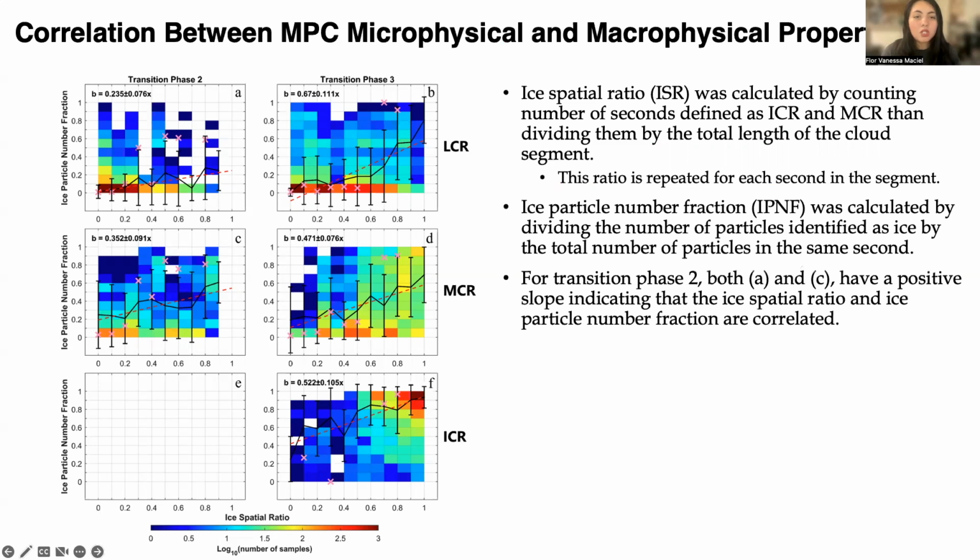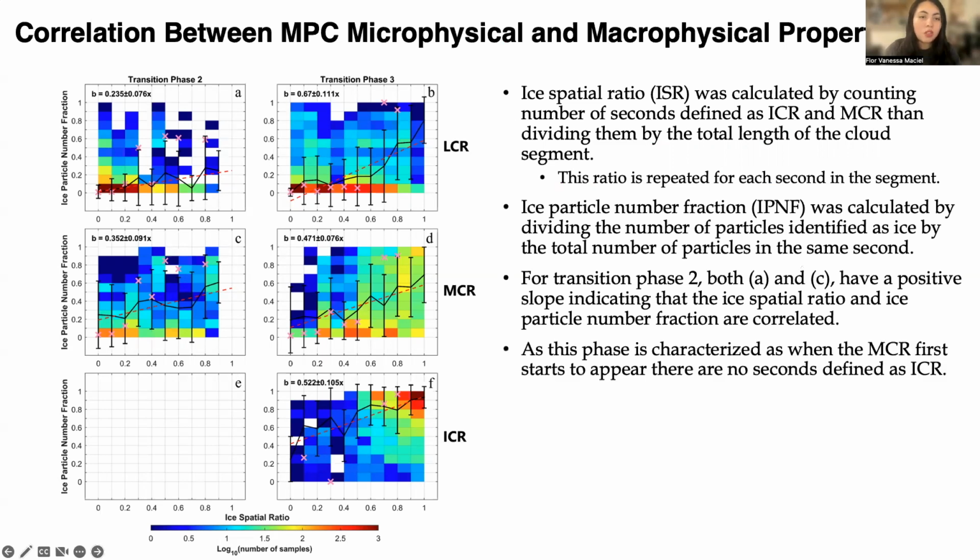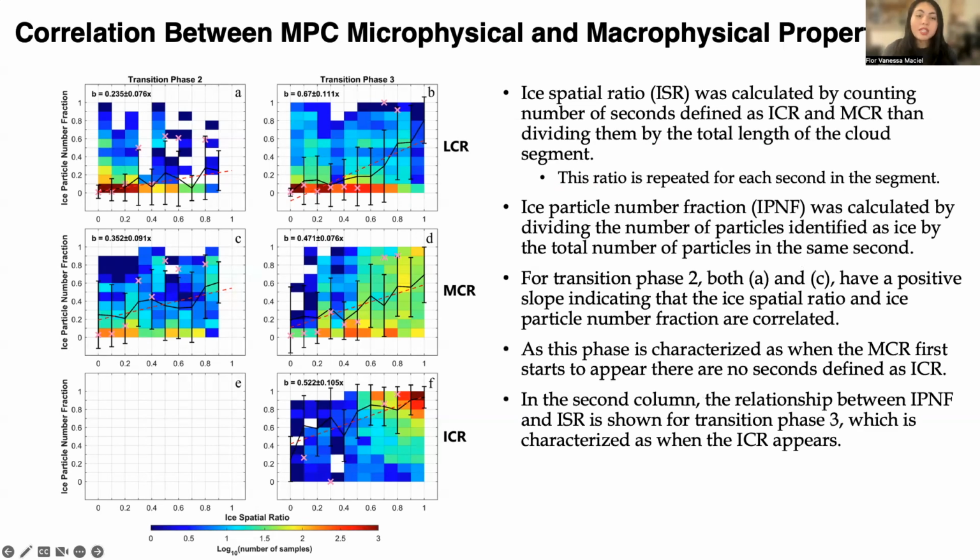For transition phase 2, both A and B have positive slope, indicating that the ice spatial ratio and the ice particle number fraction are correlated. And as this phase is characterized as when the ICR first starts to appear, there are no seconds defined as ICR. In the second column, the relationship between IPNF and ISR is shown for transition phase 3, which is characterized as when the ICR appears. Here you can see that the correlation between these variables is also positive.